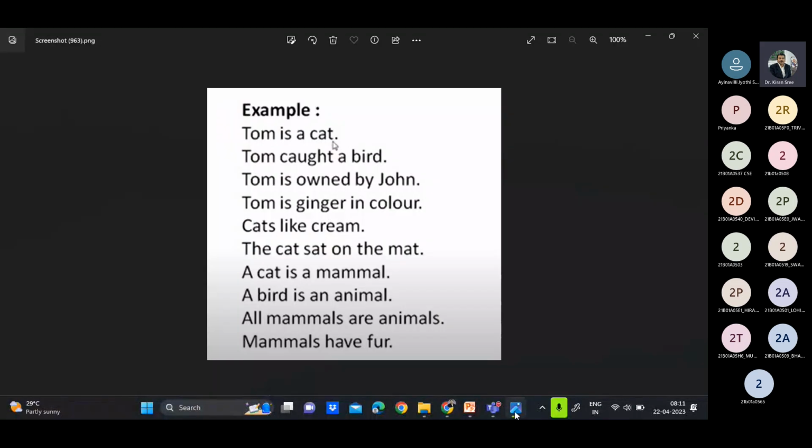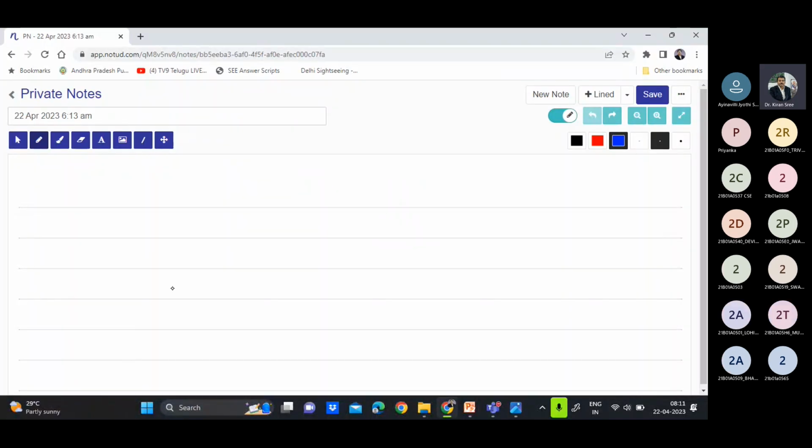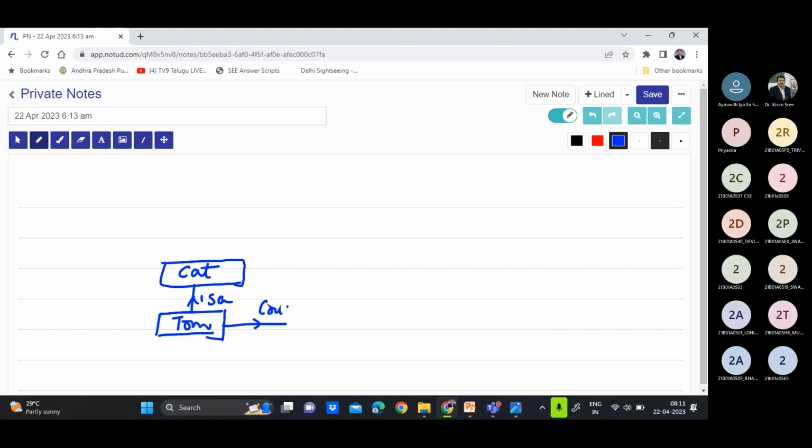So that is what was asked. Tom is a cat, so obviously we need to represent this Tom and cat somewhere. How do you connect statements with respect to the meaning associated with the statements is what your semantic network is. Tom caught a bird. So Tom caught somewhere called a bird.